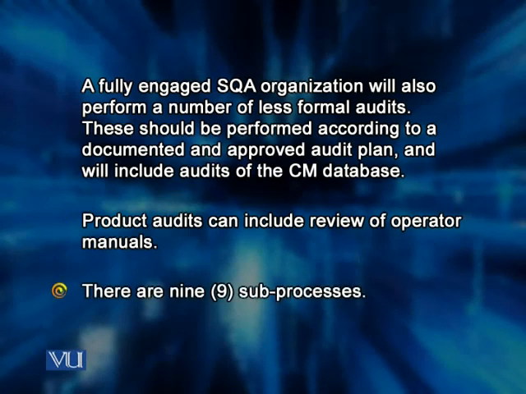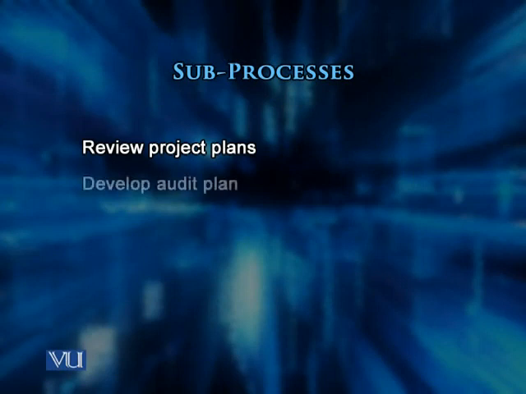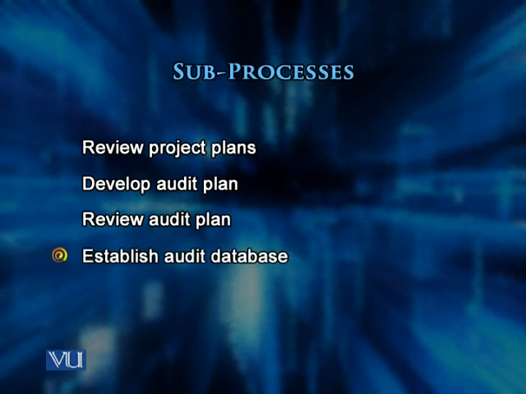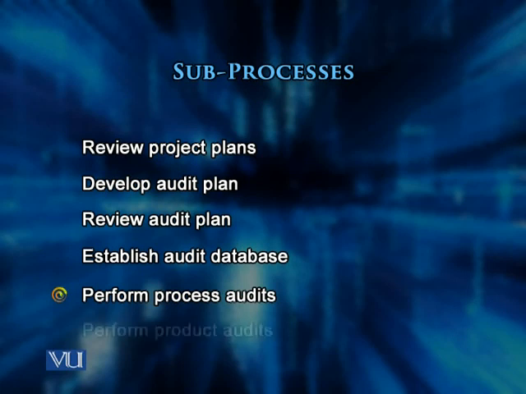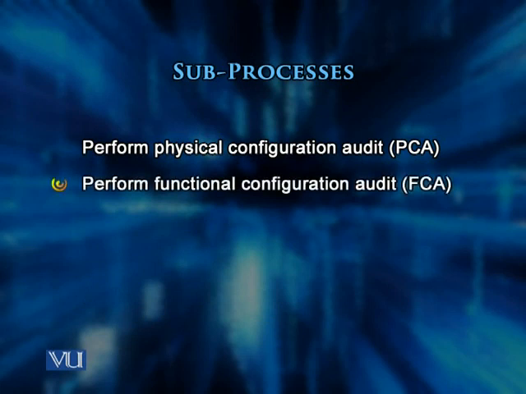There are 9 sub-processes within the perform audits activity. These sub-processes are: number 1, review project plans; number 2, develop audit plan; number 3, review audit plan; number 4, establish audit database; number 5, perform process audits; number 6, perform product audits; 7, perform physical configuration audit or PCA; number 8, perform functional configuration audit or FCA. The PCA and FCA are typically done when the client is a government. And number 9, update audit process.